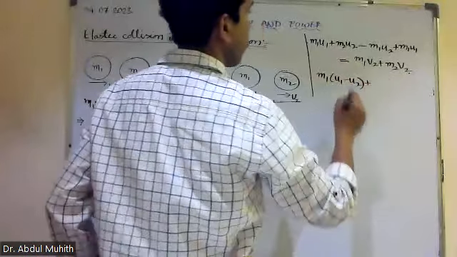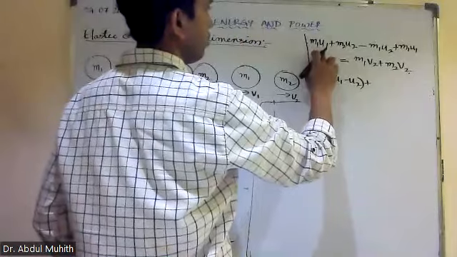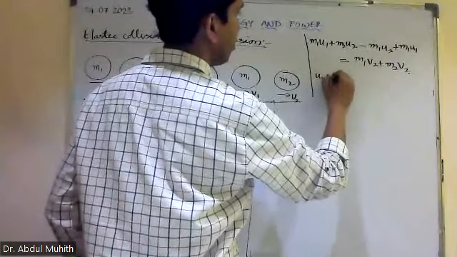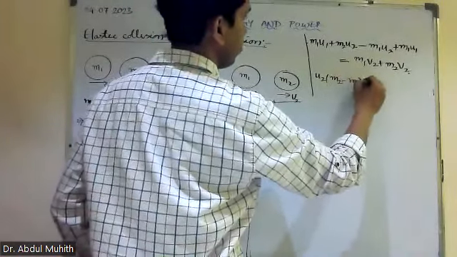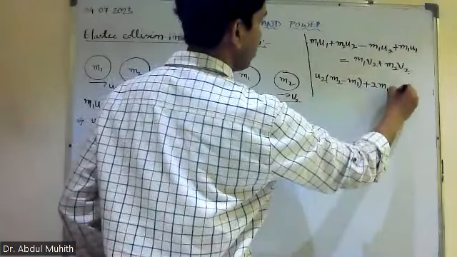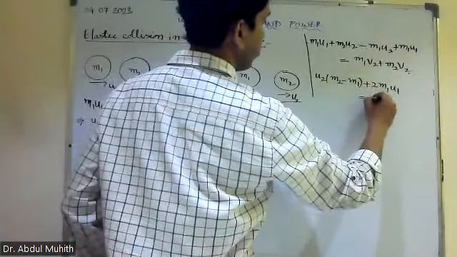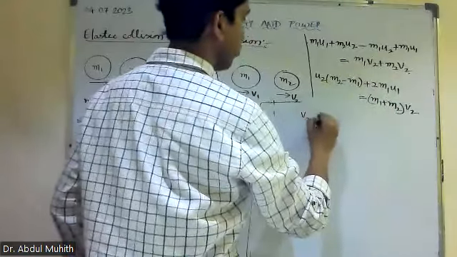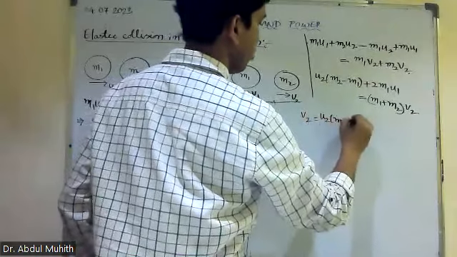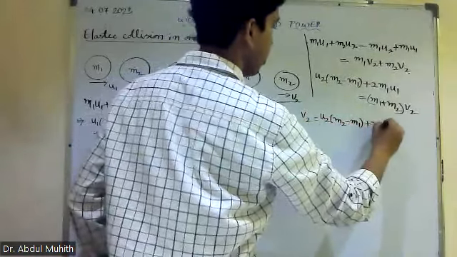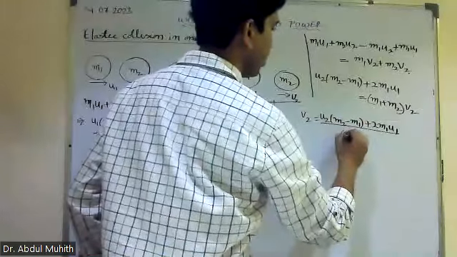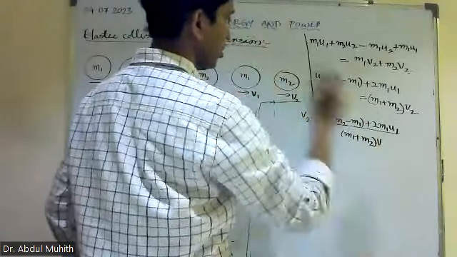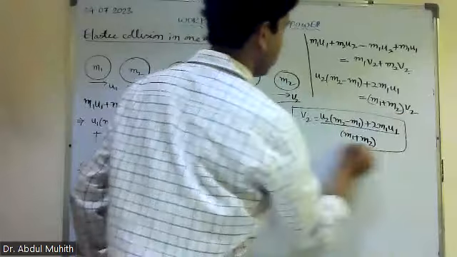Plus m1 u1, m1 u1, so that will become 2 m1 u1. Here I can take u2 common, m2 minus m1, plus 2 m1 u1, equal to v2 common, m1 plus m2 into v2. Cross multiply: v2 equals u2 into m2 minus m1 plus 2 m1 u1, divided by m1 plus m2. So this is the second velocity.